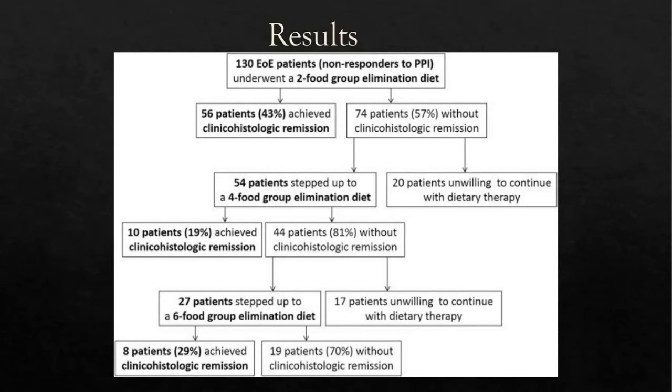And I think that's amazing. 43% achieved remission without going off of all 6, but just going off of dairy and wheat. Then you can see that 54 patients decided to keep going, and then of those patients, 10 achieved remission. And then another 27 patients decided to keep going, and 8 of those patients achieved remission after eliminating those 6 foods. So in all, 57% of the patients who started the step-up diet achieved remission.